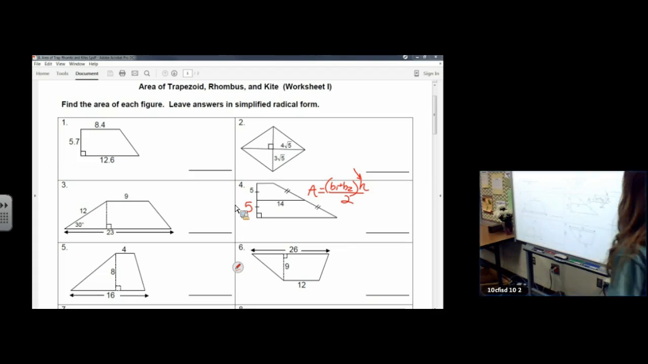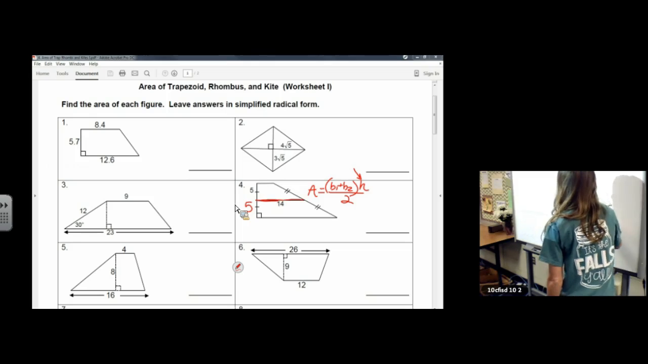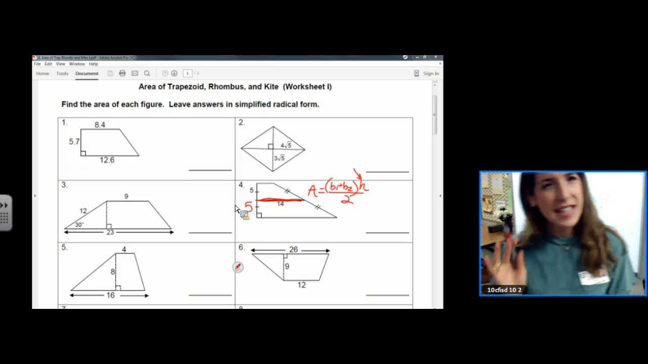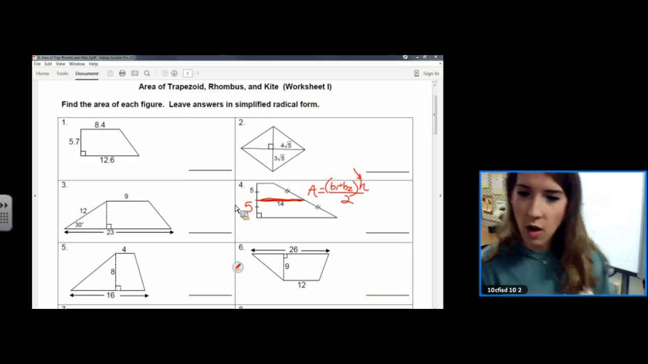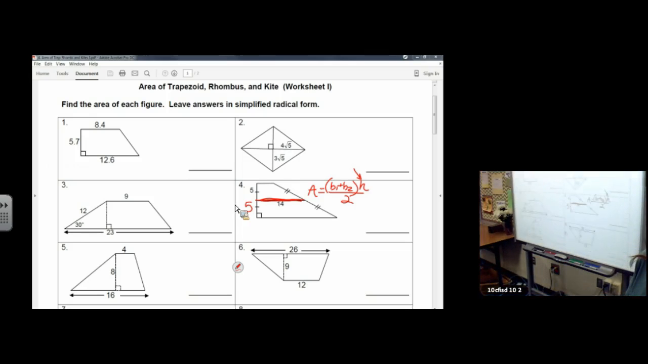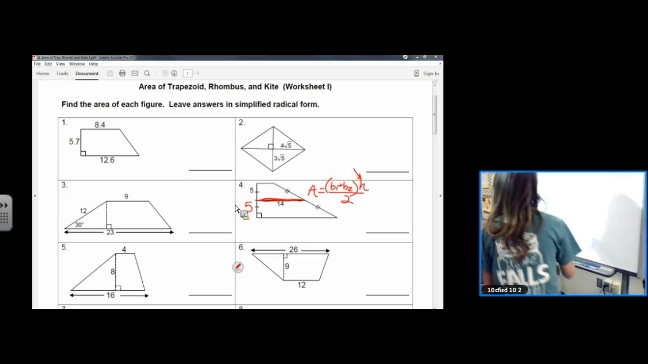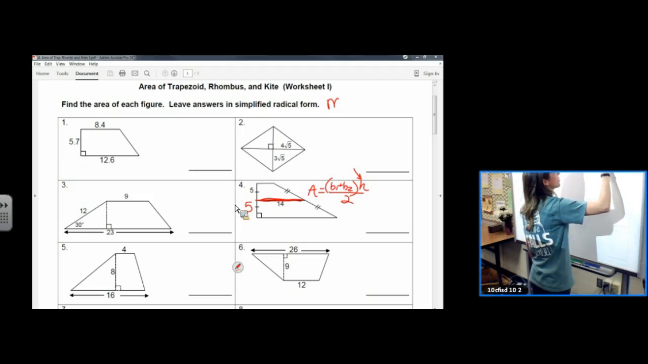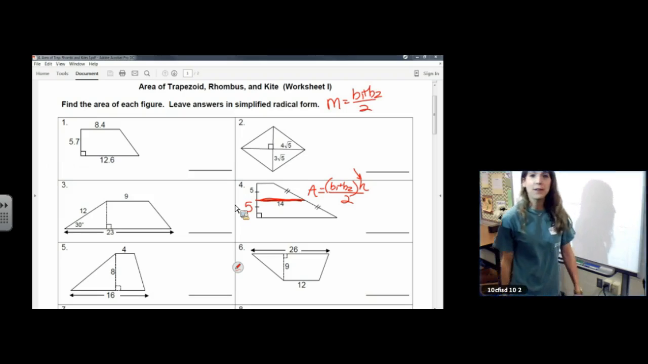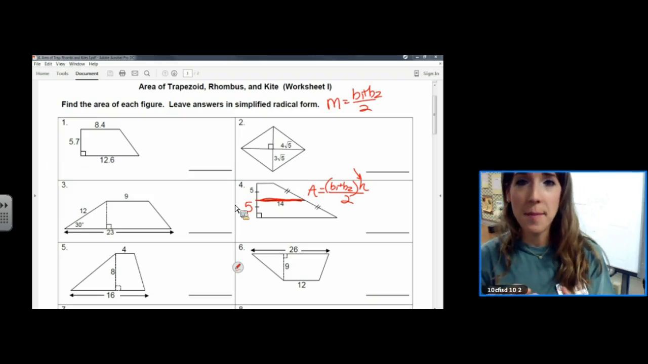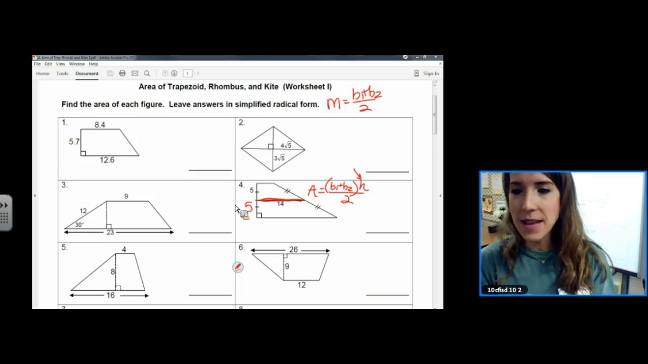Yes, good. This is a curious fact that they gave us, that segment. Do you remember what that segment is called? The mid-segment. Very good. And we learned in our quadrilateral unit that the mid-segment is the average of the bases. You add them up and you divide by 2. That is the length of the mid-segment.